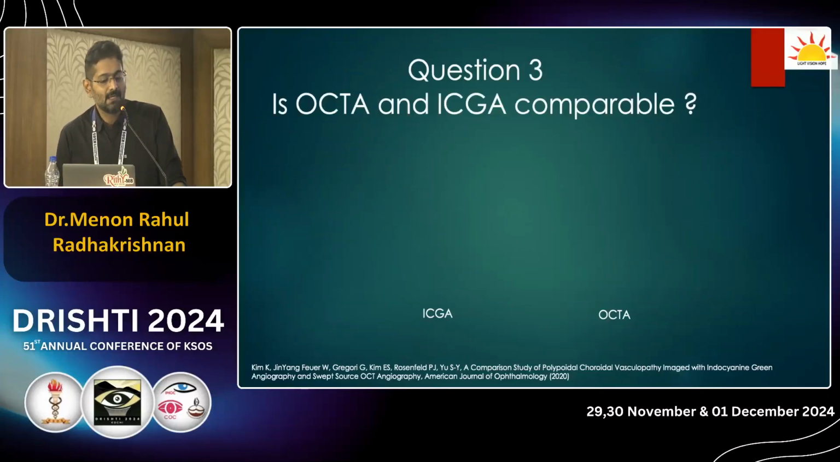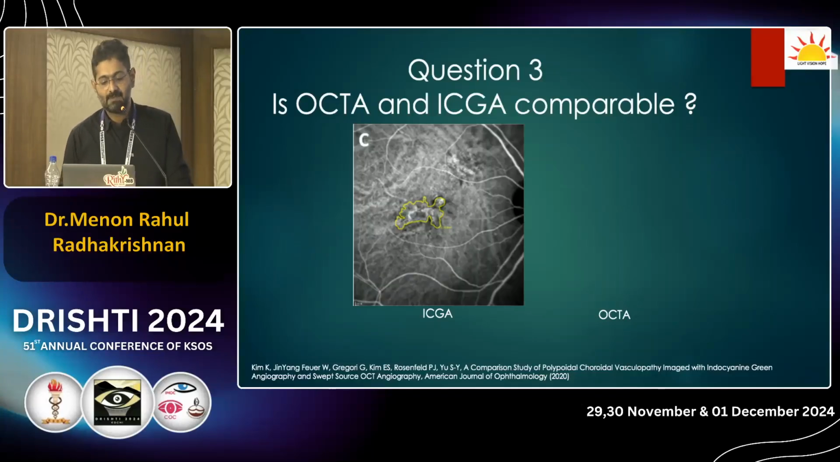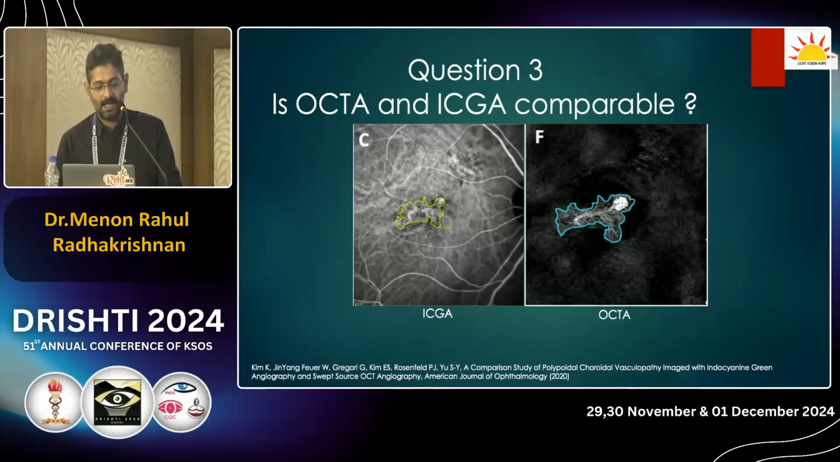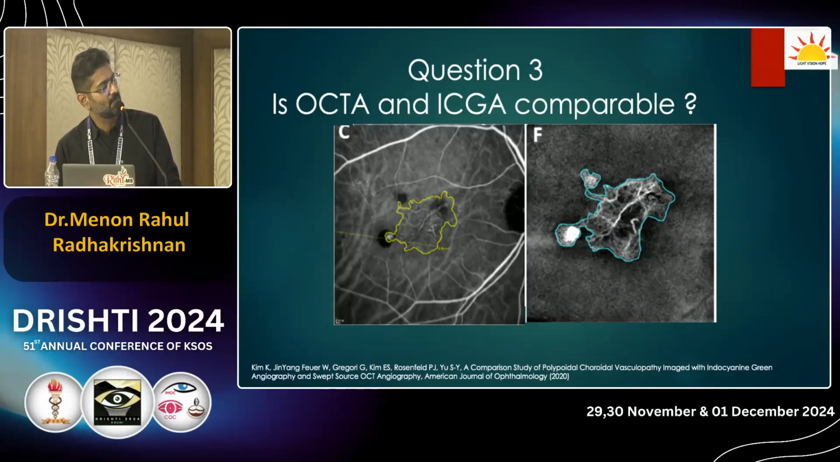Now, the third question is, are OCTA and ICG comparable? If you look at this image, you can see on the ICG the branching vascular network and the polyp over here. This is the OCT image of the same patient, the SSOCT image, where we can see the polyp very clearly here. This is another image where you can see the branching vascular network. You can see the polyp lighting up on ICGA. There's a hypo lesion here. Most probably there should be an underlying polyp here. And when you get the OCTA, you can see the polyps over here.